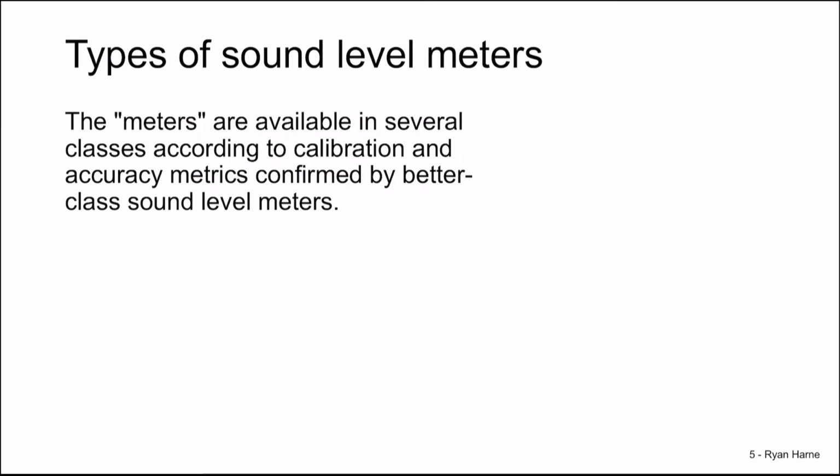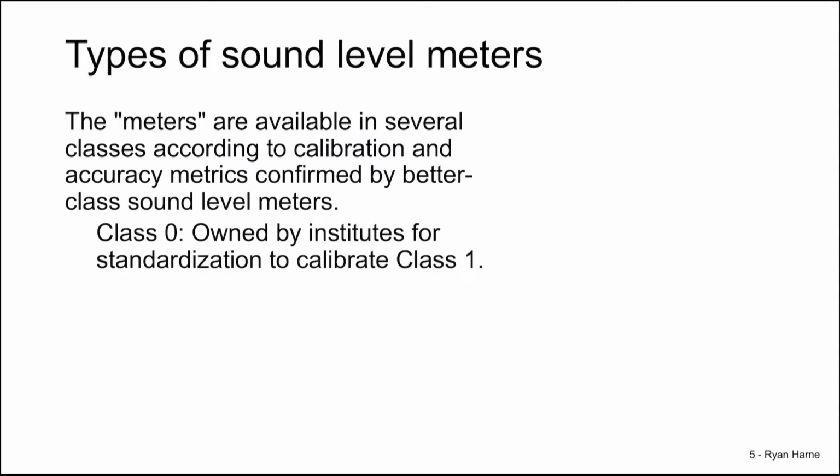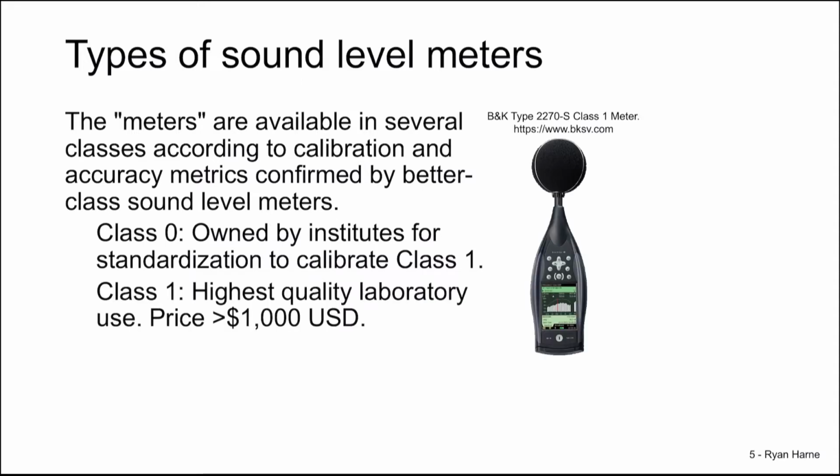There are many types of sound level meters available, and which we choose to purchase and use depends on what we need it for. We probably won't need Class 0. Class 0 is only owned by institutes that calibrate Class 1, for instance, the NIST in America. Class 1 sound level meters are more commonly used in the highest of caliber laboratories. The price for these units is in the thousands of dollars. For instance, this high quality B&K Class 1 sound level meter that's shown here.